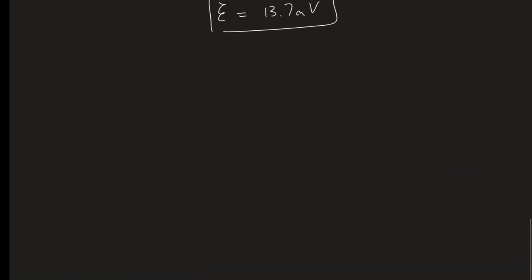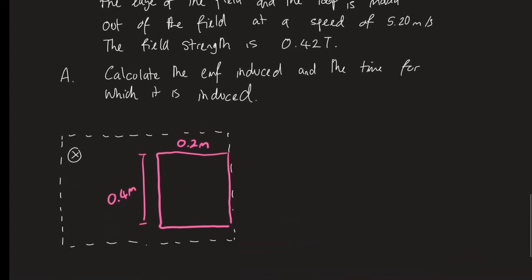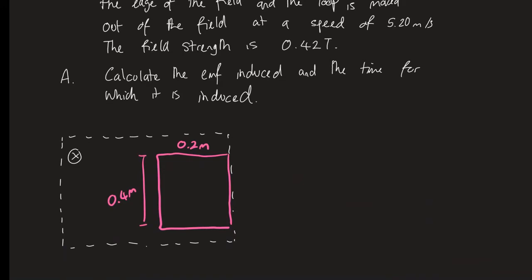Right, we'll go on to consider example 2. A rectangular loop measuring 20 centimeters by 40 centimeters is placed at the edge of a uniform magnetic field. The 40 centimeter length is parallel to the edge of the field, and the loop is moved out of the field at a rate of 5.2 meters per second. The field strength is 0.42 Tesla. First part of this question is calculate the EMF induced and the time for which it is induced.